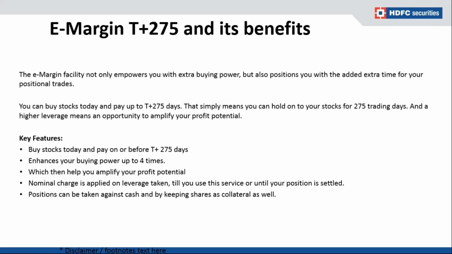The position can be taken against cash or by keeping shares as collateral as well. Let's suppose you are investing 3 lakh rupees. The 1 lakh rupees that you have to pay, the upfront margin, you can pay either by cash or you can also use the limit. If you have shares in your Demat account and you keep them as collateral, as a pledge, you get a certain trading limit for that. So you can use a trading limit instead of paying cash.